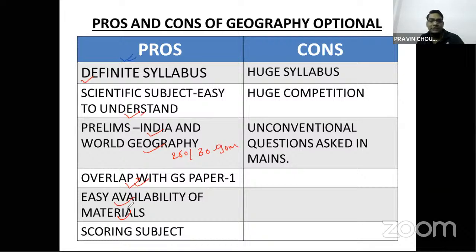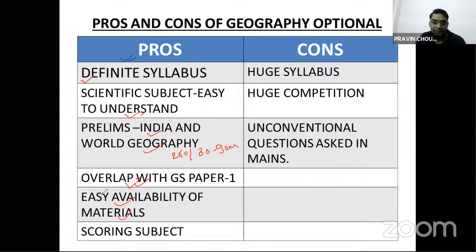And if you are living somewhere close to Delhi or in Delhi, then you can easily join multiple institutes with very good faculties. Class notes are also available in the market. So when we talk about materials availability, they are easily available. आपको स्ट्रगल नहीं करना पड़ता कि मटेरियल कहां से लाएं, क्या पढ़ें, कैसे पढ़ें, कौन सी बुक परचेज करें. ठीक है, तो easy availability of the materials.